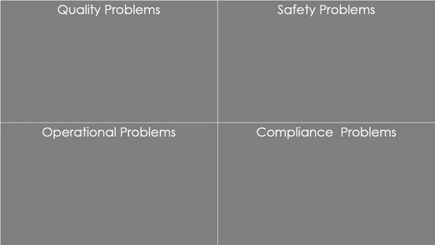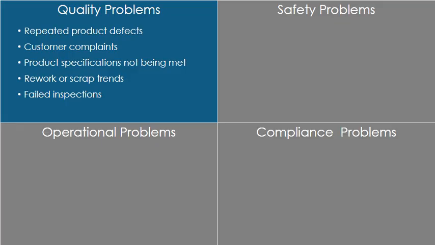When should a CAPA be initiated? Not every minor issue requires a formal CAPA. Organizations should establish criteria for determining when a CAPA is appropriate. Potential CAPA triggers include quality problems such as repeated product defects, customer complaints, product specifications not being met, rework or scrap trends, and failed inspections.